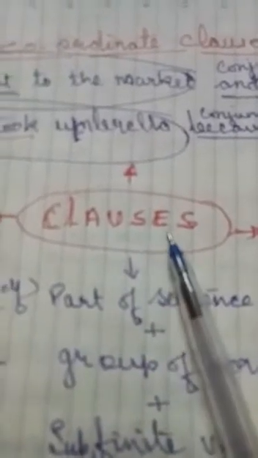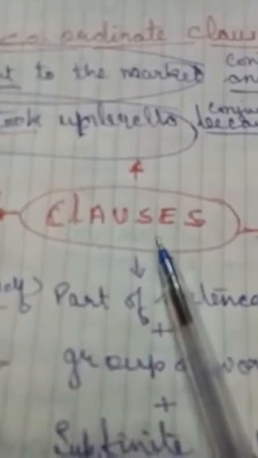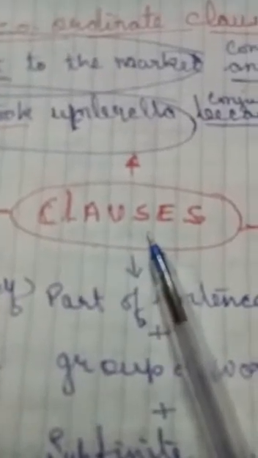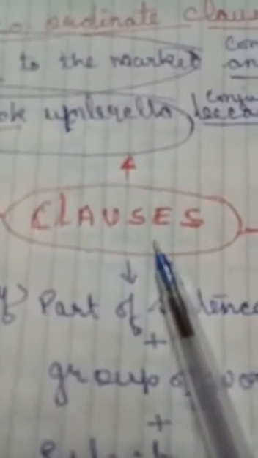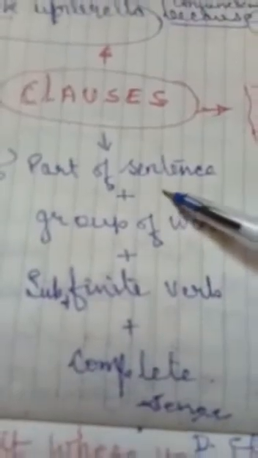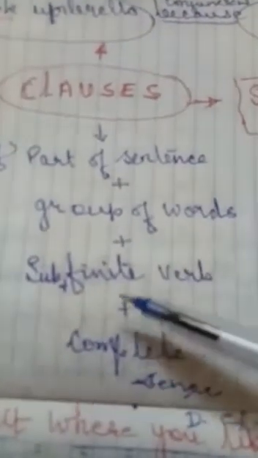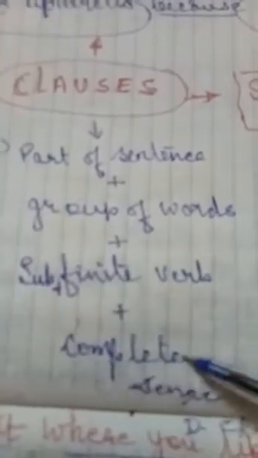Children, if you remember, I taught you the phrases. Phrases are also part of a sentence, clauses are also part of a sentence. Clauses are a group of words, phrases are a group of words. But then what is the difference? See the difference. Clauses are part of a sentence, they have a group of words, they have the subject, they have the finite verbs, and they have a complete sense.